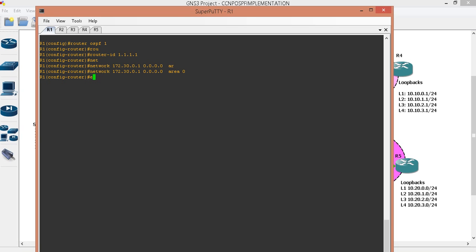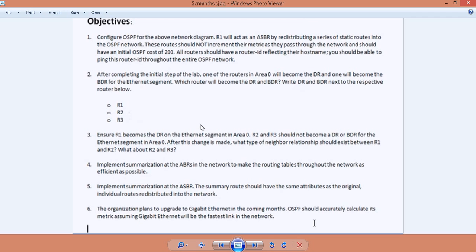Let's go back to the objective. The objective says configure OSPF for the above network diagram. Router 1 will act as an ASBR by redistributing a series of static routes into the OSPF network. These routes should not increment their metric as they pass through the network and should have an initial OSPF cost of 200. All routers will have a router ID reflecting their host name. Okay, we go into the redistribution.